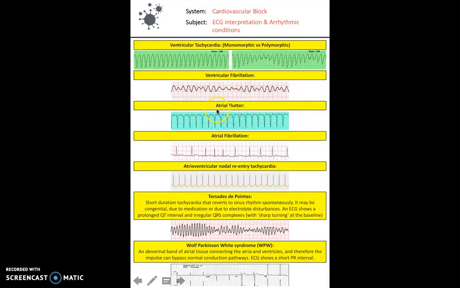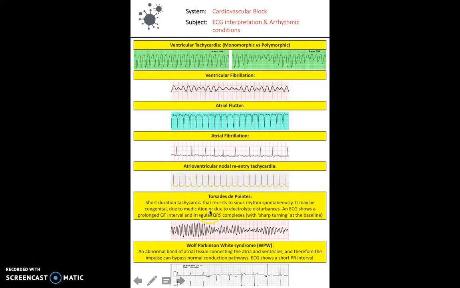In atrial flutter, we can see that there are no actual P waves before the QRS complex, and instead we've got these flutter waves, these F waves. In atrial fibrillation, we're seeing very, very narrow QRS complexes and no P waves. And in AVNRT, we're actually seeing either a P wave just before the QRS complex or no P wave at all. But most importantly, we're seeing them very frequently. It is tachycardia, so therefore the QRS complexes are very frequent.